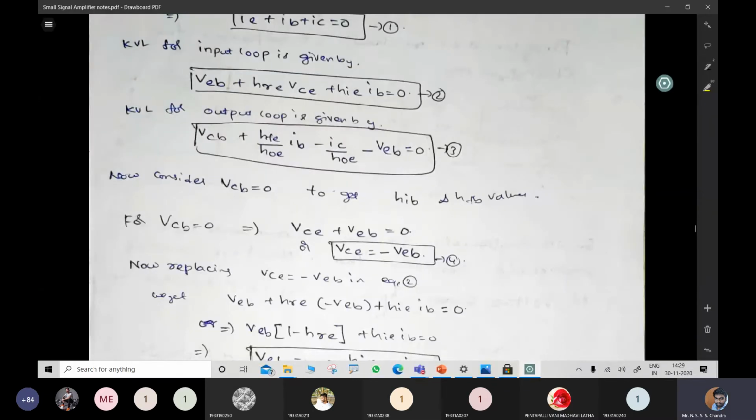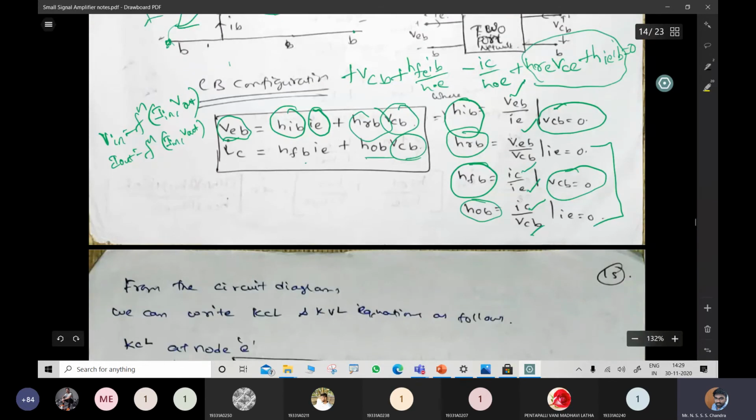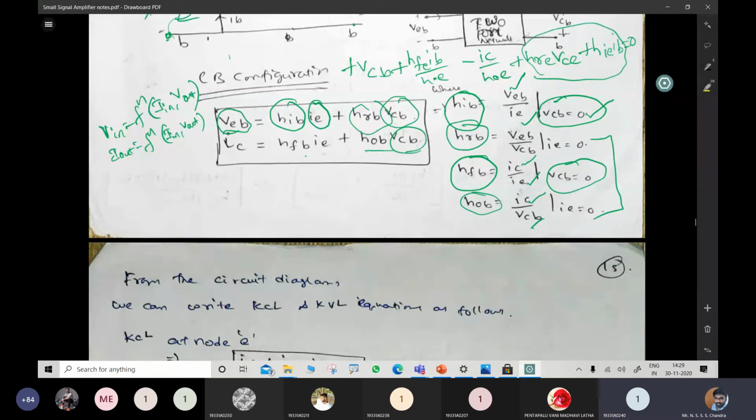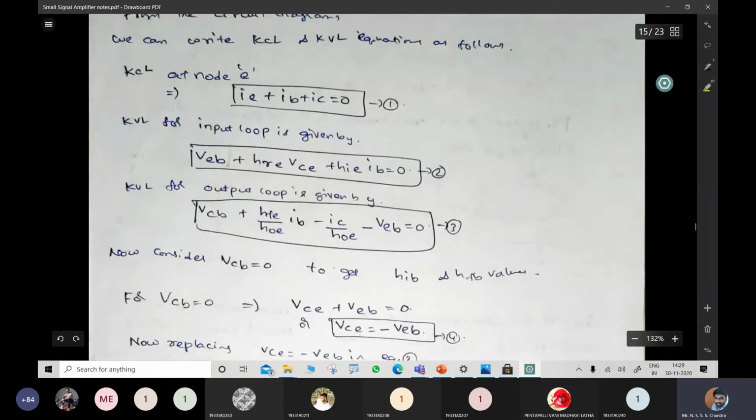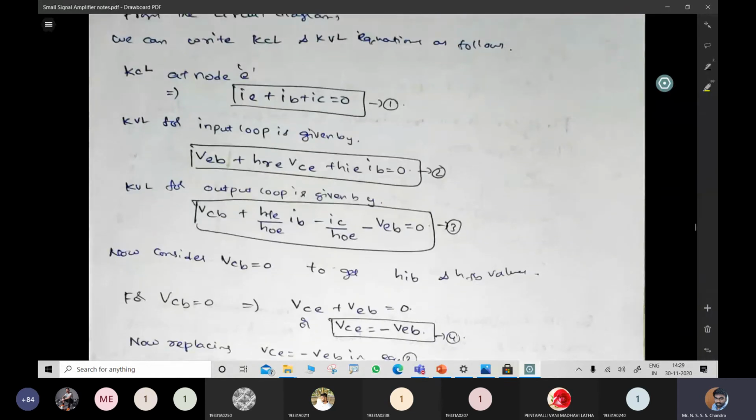Now, if you want to get the HIB value, what we need to do? We need to write the VCB value as 0, right? Are you following? Please respond. Yes, sir. So we have to replace the VCB value as 0. So if you write VCB value as 0, let us see what happens.